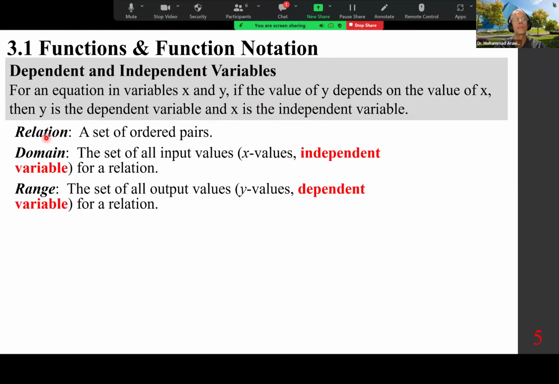Relation: a set of ordered pairs. Domain: the set of all input values, meaning the x values or independent variable for a relation. Range: the set of all output values, meaning y values or dependent variable for a relation.